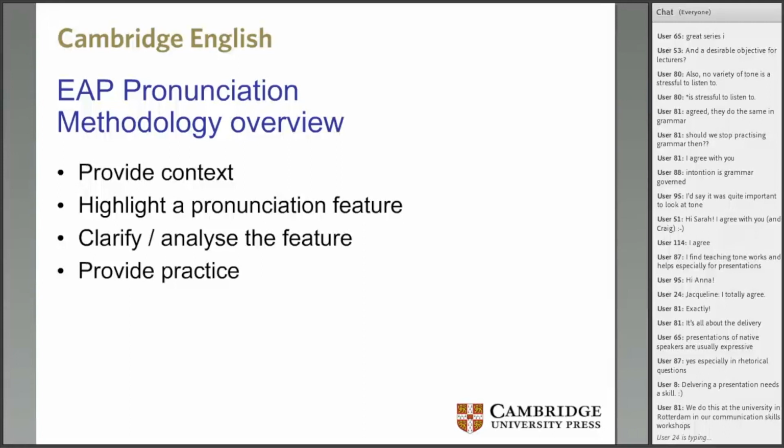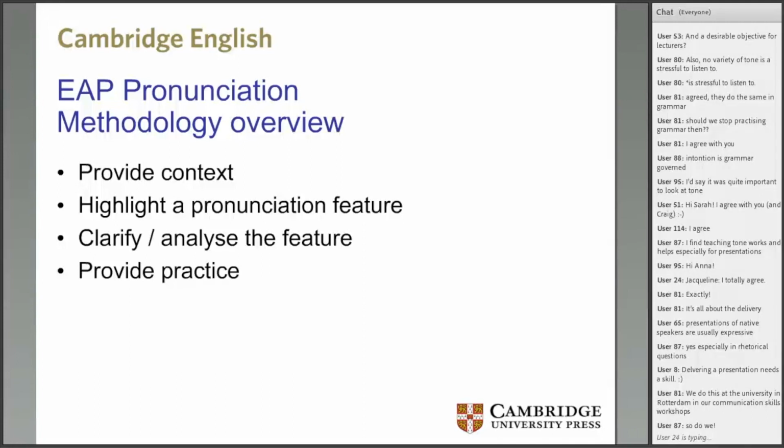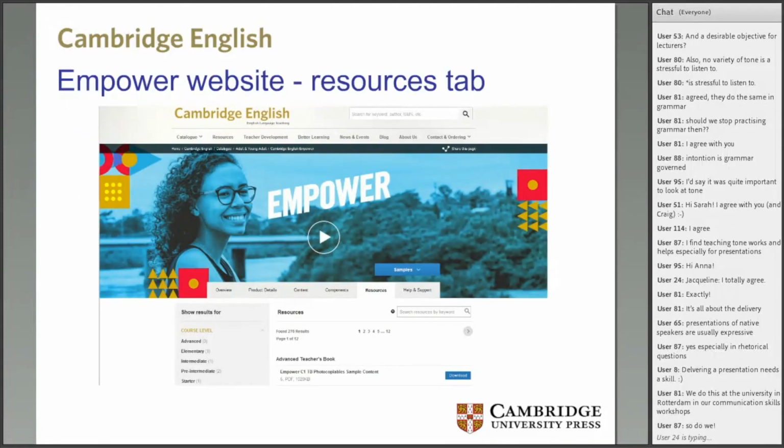So, which brings us to the point where let's look at how we can actually focus on pronunciation. So not only tone, but also other aspects of pronunciation when we're working with learners. In terms of an overview of the methodology, I think that broadly speaking, we want to provide a context for whatever phonological feature we're looking at. We then want to highlight a specific feature, clarify or analyze the feature, work out what it is, what function it has, and then provide some kind of practice.